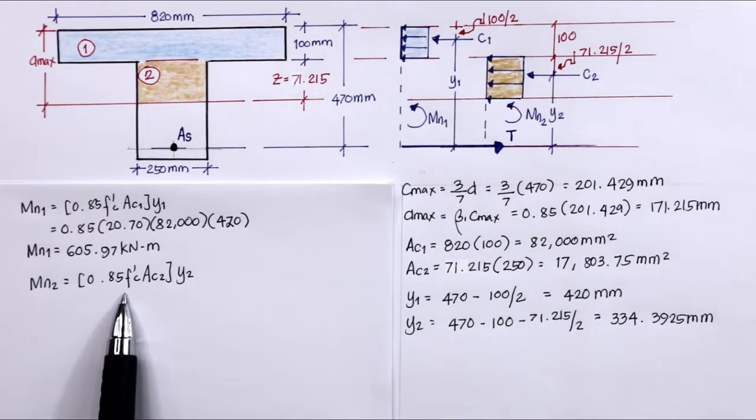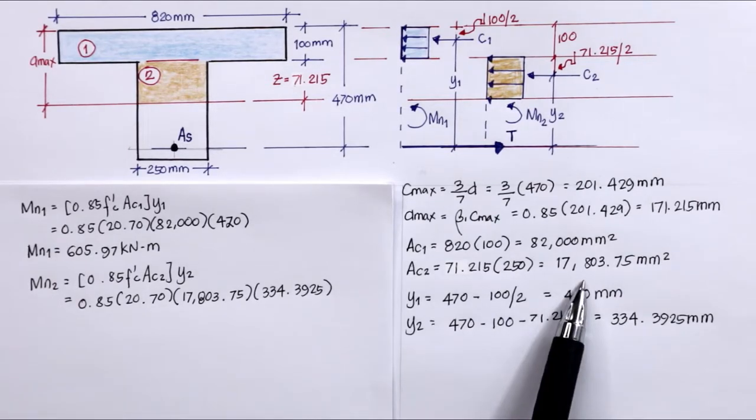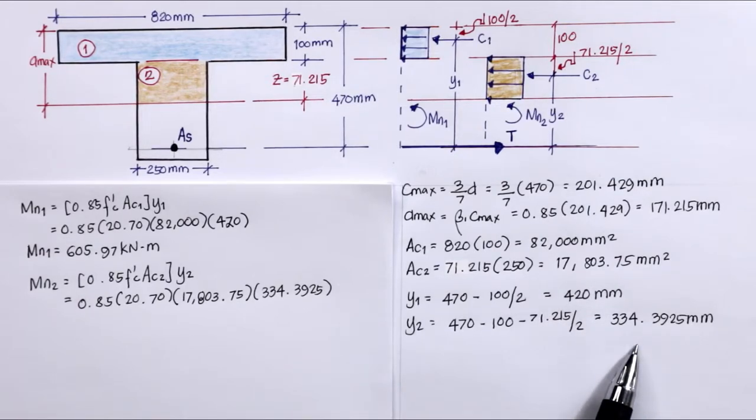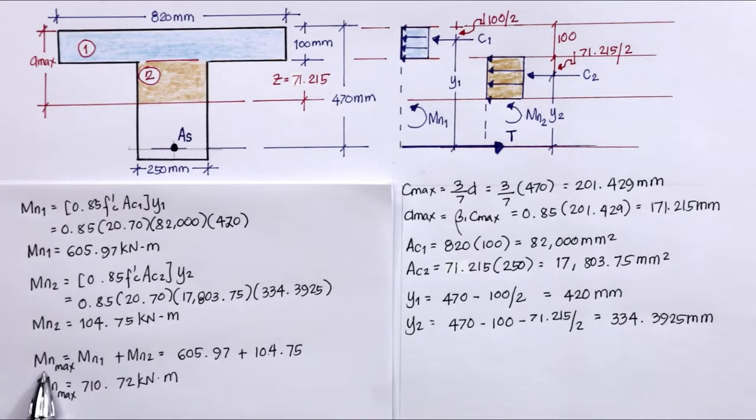Mn2 is equal to C2 times Y2. C2 is equal to 0.85 f prime c Ac2. 0.85 f prime c 20.70. Ac2 is equal to 17,803.75. And Y2 is equal to 334.3925. Then the value of Mn2 is equal to 104.75 kN·m. Solving for the value of Mn max, or the maximum nominal moment capacity, is equal to Mn1 plus Mn2. Then the value of Mn max is equal to 710.72 kN·m.